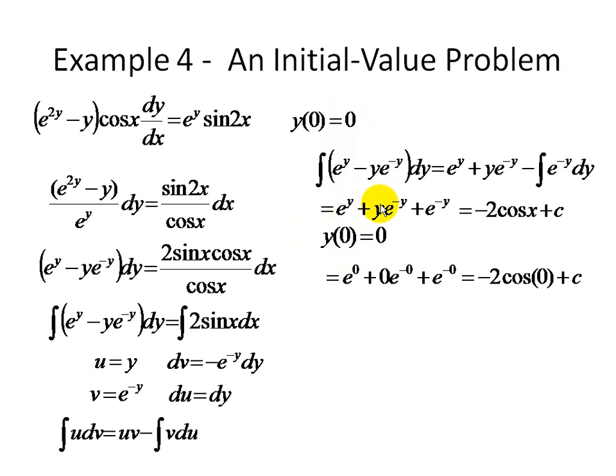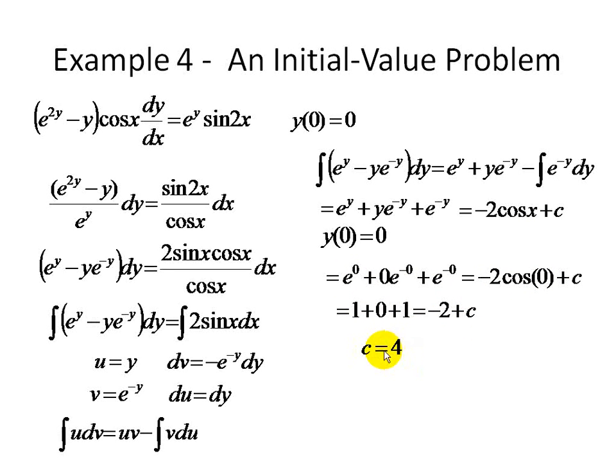Substitute y equals 0 here, 0's here, 0 in this exponent, and 0 here in this exponent as well. So we substitute all the y here. Then we substitute x with 0. Cosine of 0 is simply 1. So here on the left side is 1 plus 0 plus 1 is equal to negative 2, because cosine of 0 is 1, plus c, and solving for c yields 4.